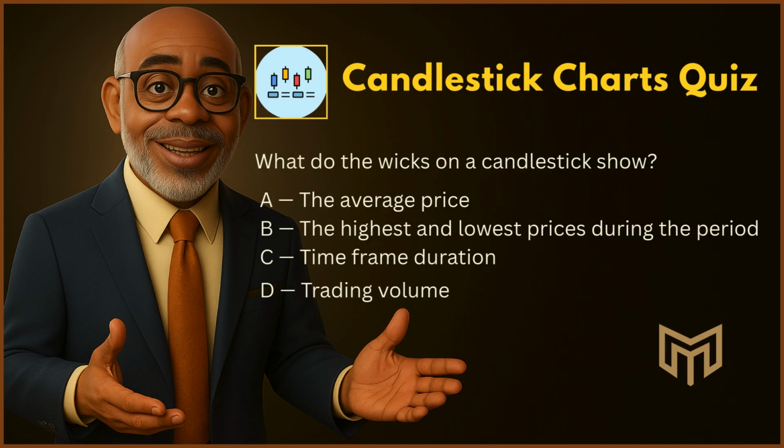Question 3. What do the wicks on a candlestick show? Is it A, the average price? B, the highest and lowest prices during the period? C, the time frame duration? Or D, the trading volume? You have 10 seconds to record your answer.